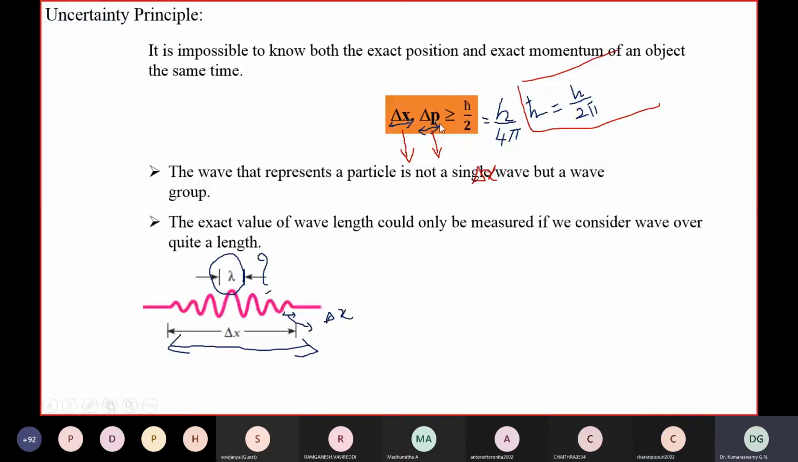That is the least value, it would be h cross by 2. It cannot be less than h cross by 2. It will always be h cross by 2 or greater than that. Okay. So this is with the case of delta x and delta p.